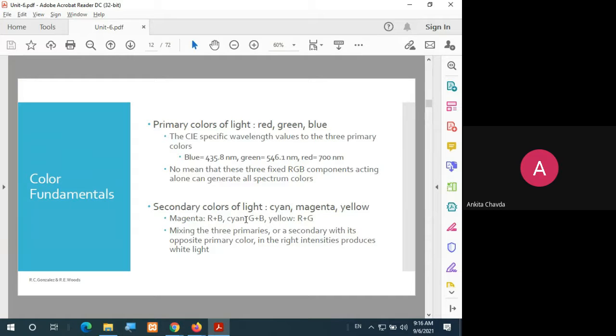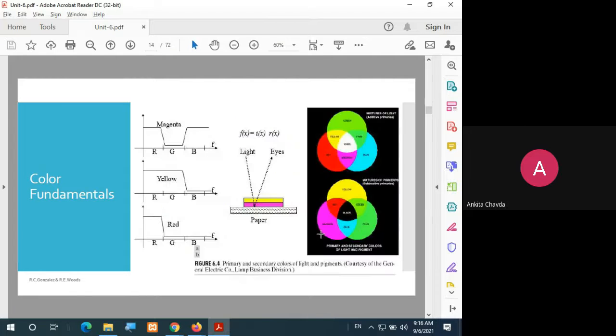Cyan you will get after adding G and B, green and blue. Same way, yellow you will get after red and green, and magenta, red and blue. So this is how you will get the color. Mixing these three primaries, or secondaries with the opposite primary colors, in the right intensity produces white color. That will produce white color. You can see over here.